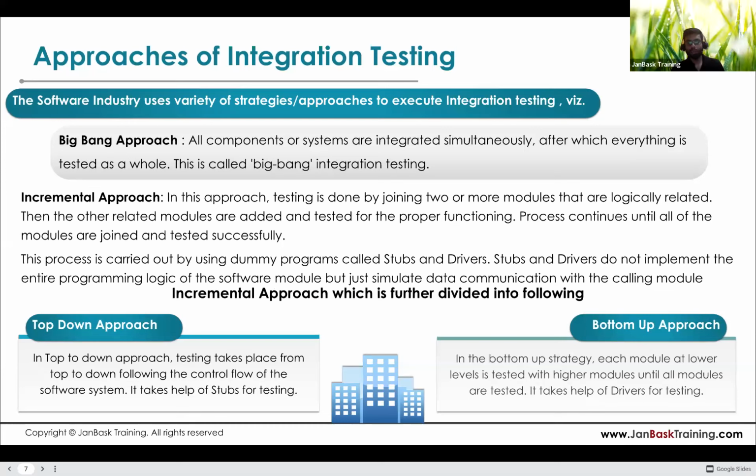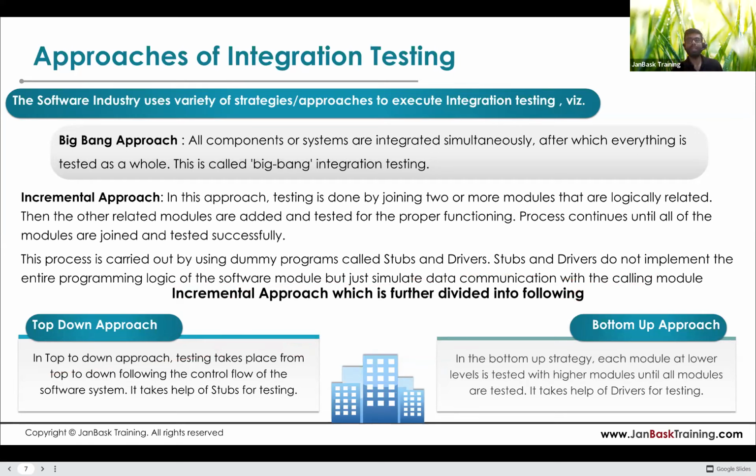Stubs and drivers do not implement the entire programming logic of the software module, but just simulate data communication with the calling module. Obviously they don't have the entire programming logic. They will just mimic, they will just work as a simulator. According to the data that is coming to them from the module that you are testing, they will just give you the result. That's all they will do, so that you can test the modules that you are actually testing.